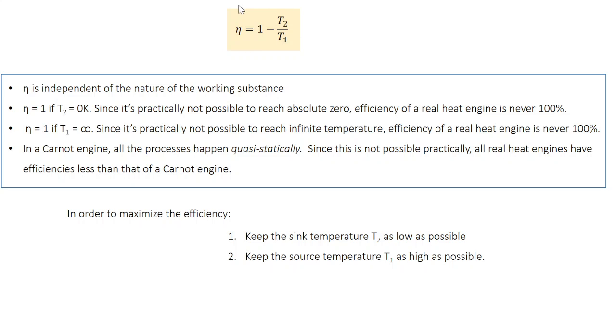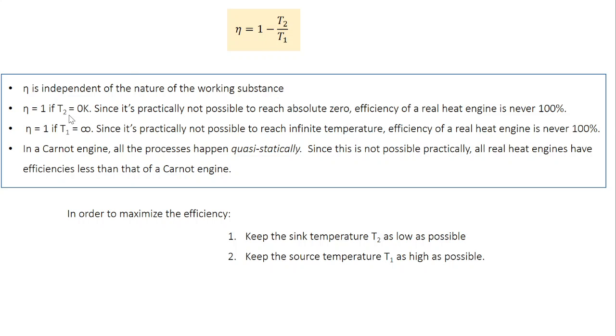There are a few important inferences from this equation. First one, as you can notice, efficiency is independent of the nature of the working substance because there is no material parameter involved here. And second one, what is the maximum efficiency? Can I have 100% efficiency? If efficiency is 100%, then eta equal to 1. So what are the cases in which eta becomes 1? First one, T2 being 0, right? So 1 minus 0, 1.